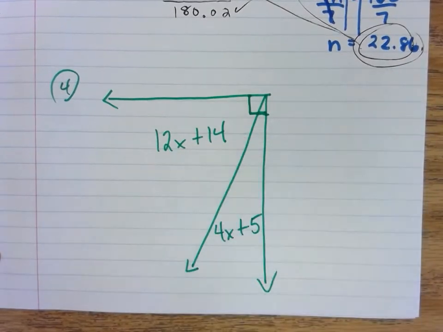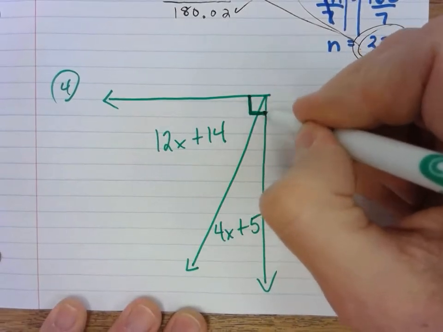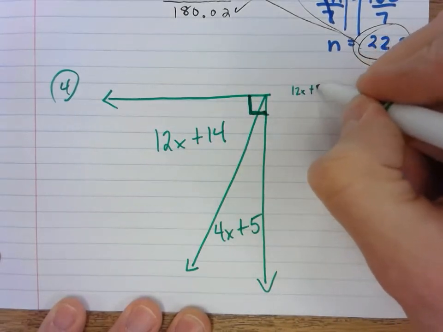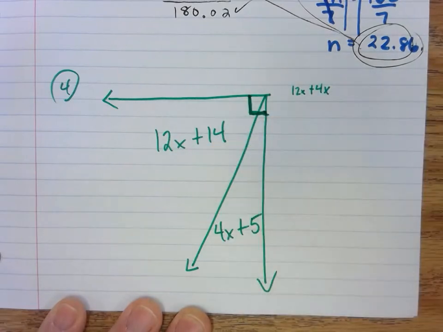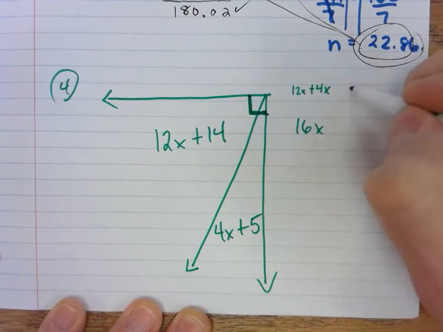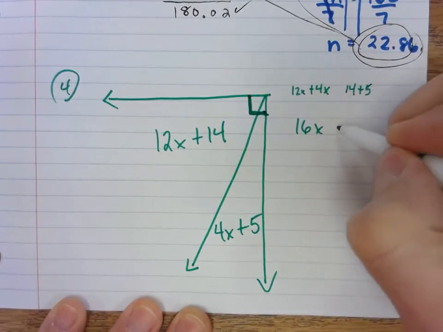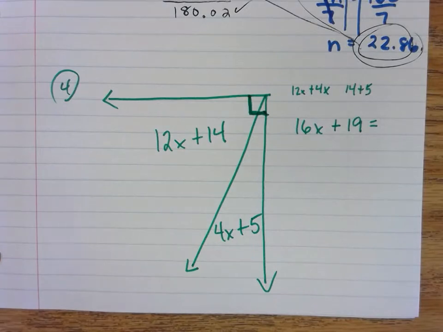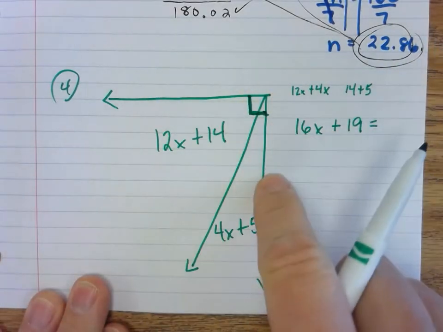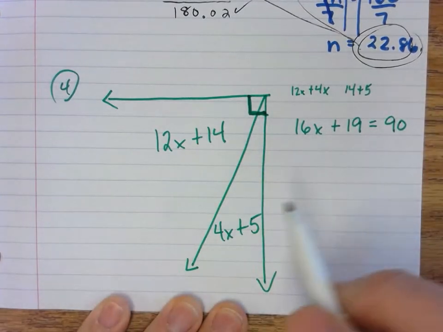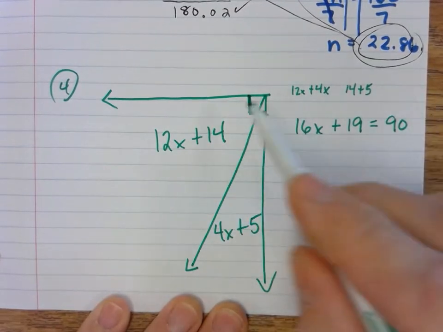Is this complementary or supplementary is your first question. Well, that automatically gives it away right there. When you see that, that means it's going to be 90. So we're going to add up our like terms. So we got 12x plus 4x, which is 16x. And then we're going to add our constants, which is the 14 and the 5. And 14 plus 5 is 19. And here's where you got to be careful. Set it equal to the correct number. Since it is making a right angle, it is complementary. So that means you need to set it equal to 90. All right. So we got 16x plus 19 equals 90.